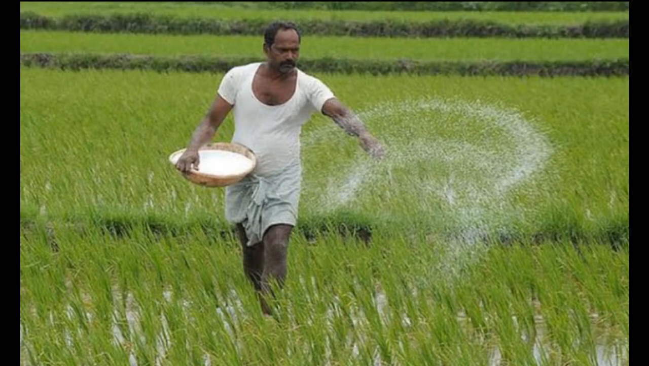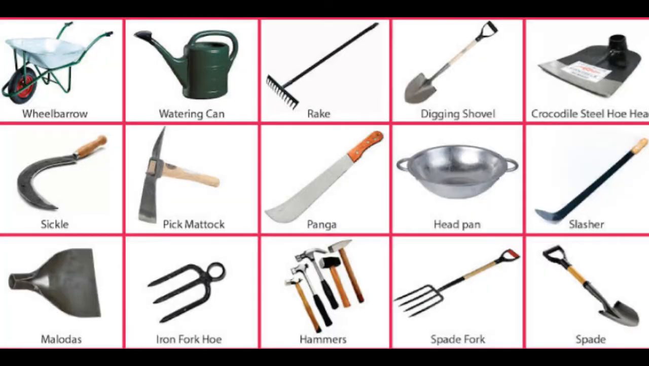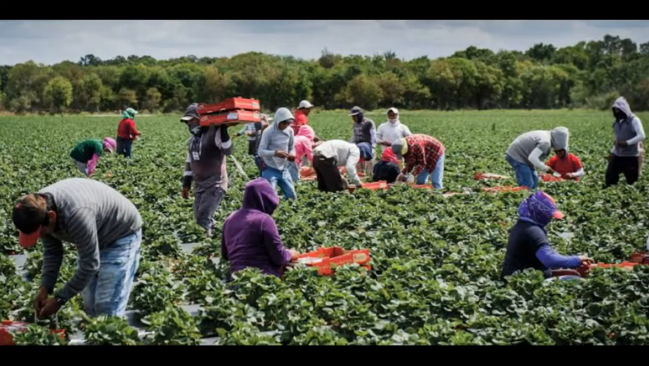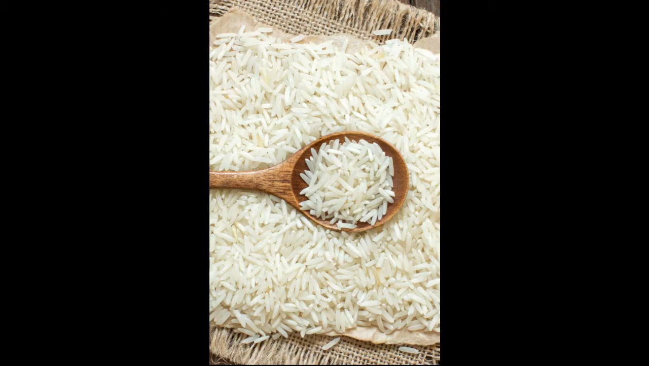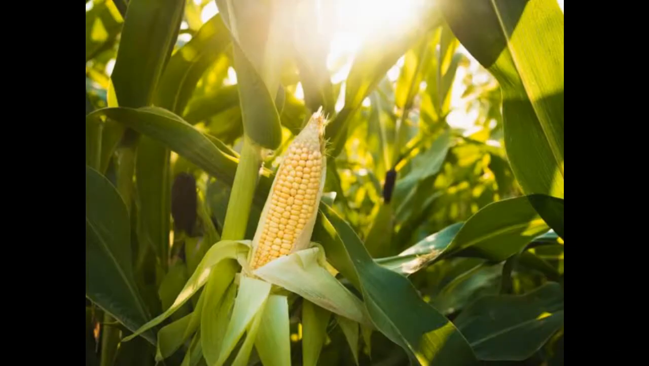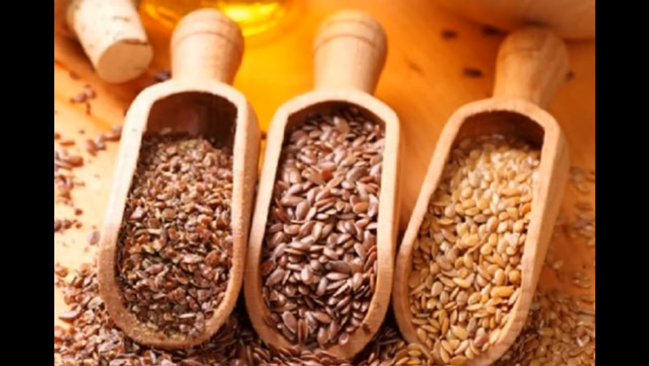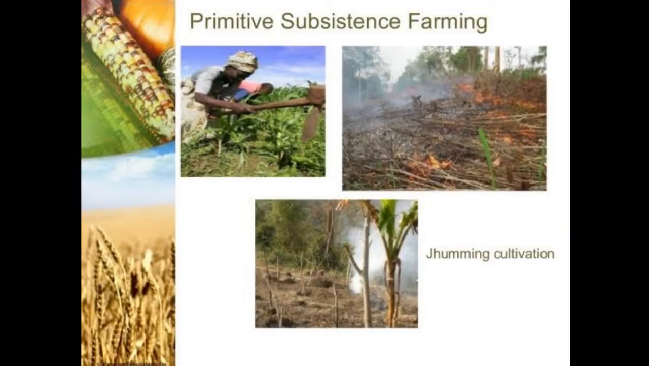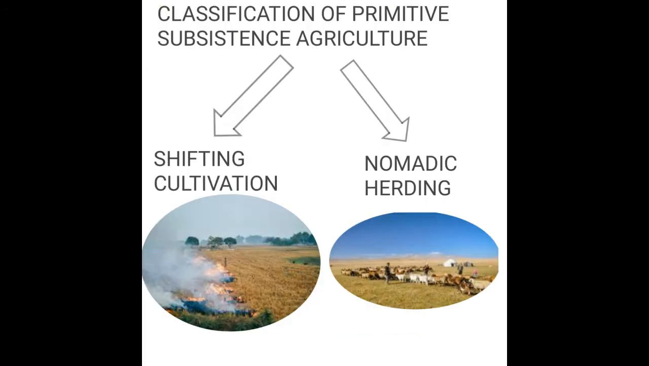In intensive subsistence agriculture, the farmer cultivates a small plot of land using simple tools and more labor. Rice is the major crop. Other crops include wheat, maize, pulses, and oil seeds. Primitive subsistence agriculture includes shifting cultivation and nomadic herding.